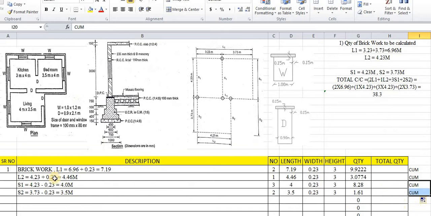Here we have calculated brickworks as L1, L2, S1 and S2. These are the quantities. Now we will add the total quantity of brickworks in the complete structure. It comes to be 22.8896. So 22.8896 is the total quantity of brickworks. It is to be laid in the kitchen, bedroom and living room. In these 3 rooms, this is the total quantity of brickwork to be laid. But one thing is to be kept in mind.